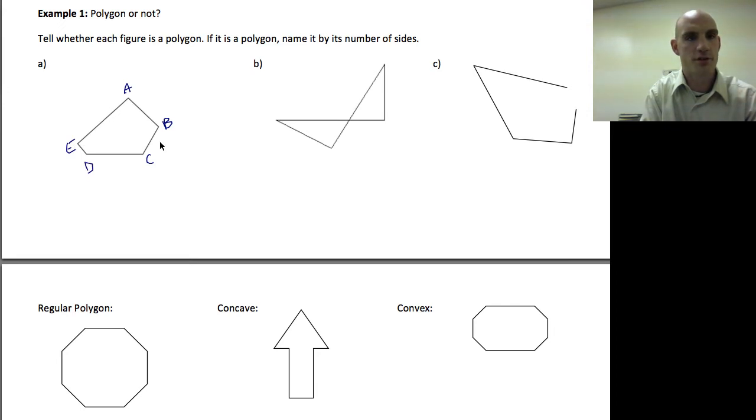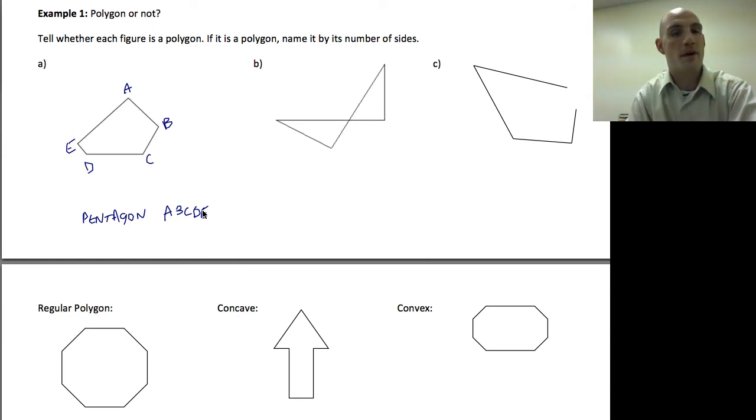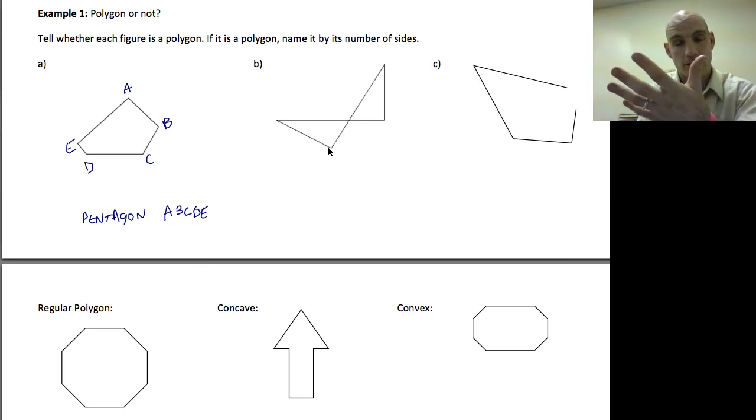and because it has 1, 2, 3, 4, 5 sides, it's going to be pentagon A, B, C, D, E. Okay, so it's A, B, C, D, E, the pentagon. We name it by its vertices. Okay, so now when we look at these other shapes, are they polygons?